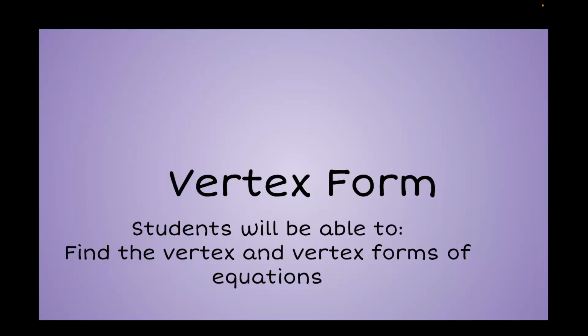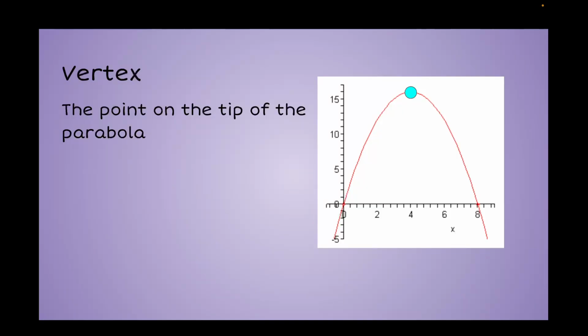Okay, so the vertex is the point on the tip of the parabola, and it's a coordinate point. So it's going to be something like (5, 15) or something. So yeah, it's important to know that as coordinate points.